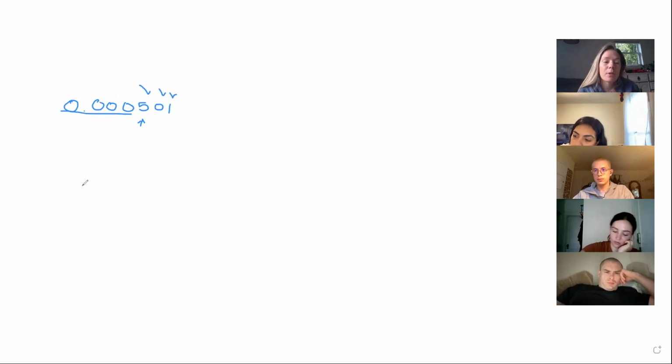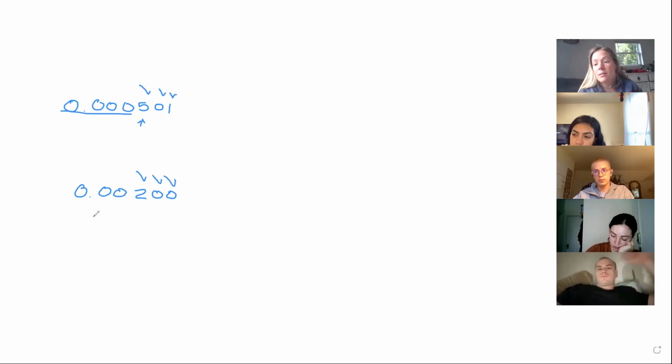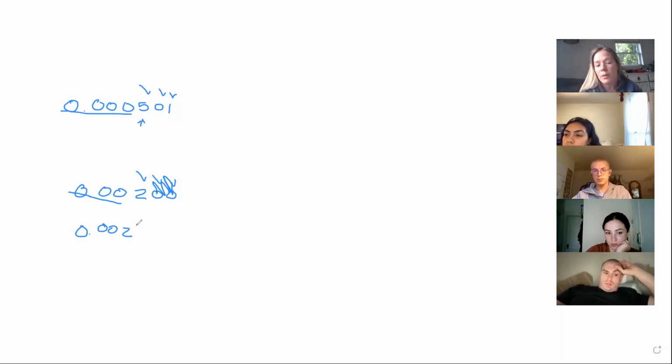So if we had a number like 0.00200, the 2 would be significant. These zeros would also be significant. These zeros are not significant. Why are these 2 zeros significant? Because they're telling us how precise the number is. If the scientist didn't want these zeros included, they would have just left them off. They would have just written it as 0.002. You can't leave these zeros off because they are placeholders. But when they're written in, we then have 3 significant figures.